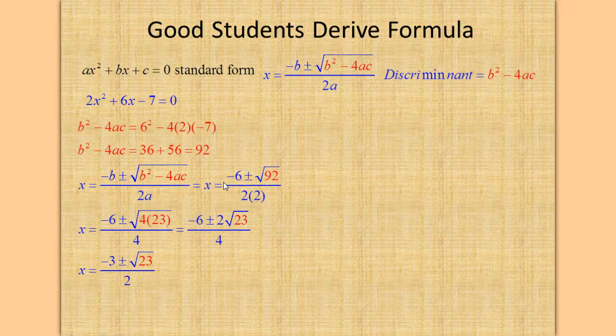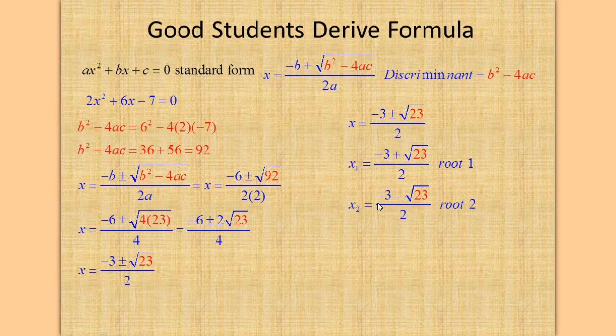Take the square root of 92, so that's minus 6 plus or minus the square root of 92 divided by 4, okay? And 92 is equal to 4 times 23, so x equals minus 6 plus or minus 2 times the square root of 23 divided by 4. And 2 goes into 4 two times, 2 goes into 6 three times, so that's why we get minus 3. And 2 goes into 4 two times, and 2 goes into 2 one time, so that's why the 2 disappeared. So x is equal to minus 3 plus or minus the square root of 23 divided by 2.